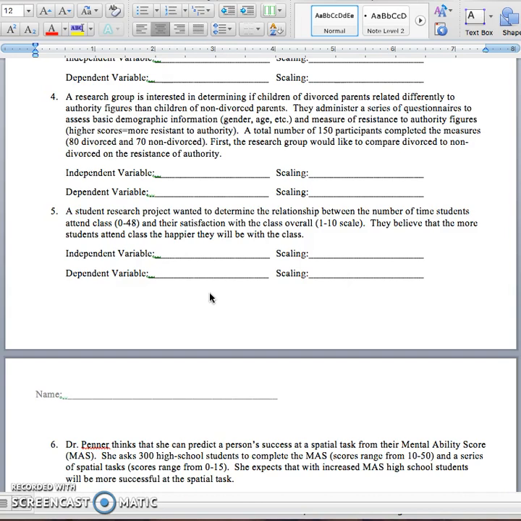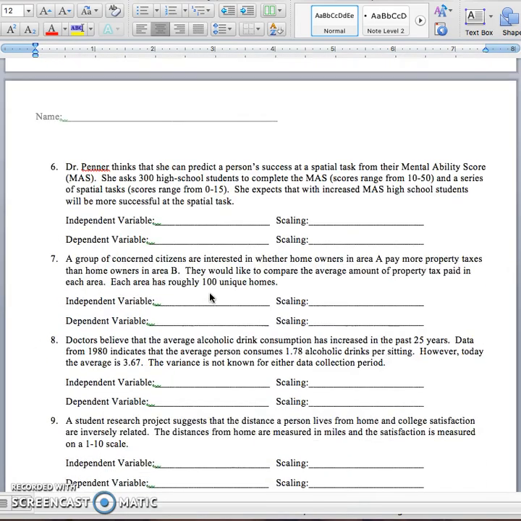Okay, so what are we kind of manipulating here? What's our independent variable? The amount of times they attend class. The dependent variable, class satisfaction. So the question that you could ask yourself is, does class satisfaction depend on attendance in that class? So we're manipulating, or we're seeking out times students attend class, and we're seeing if that has an effect on class satisfaction.